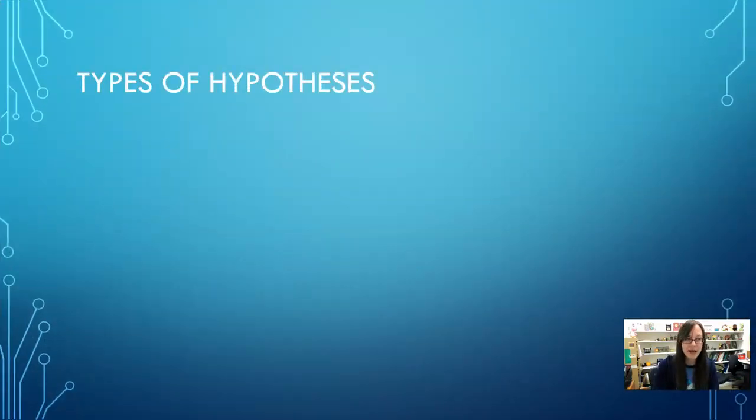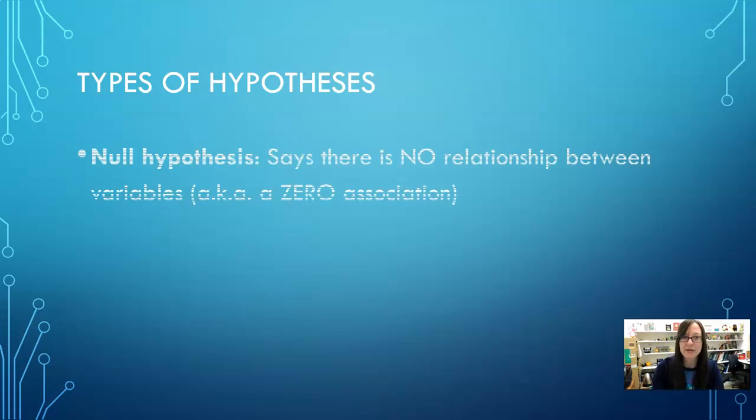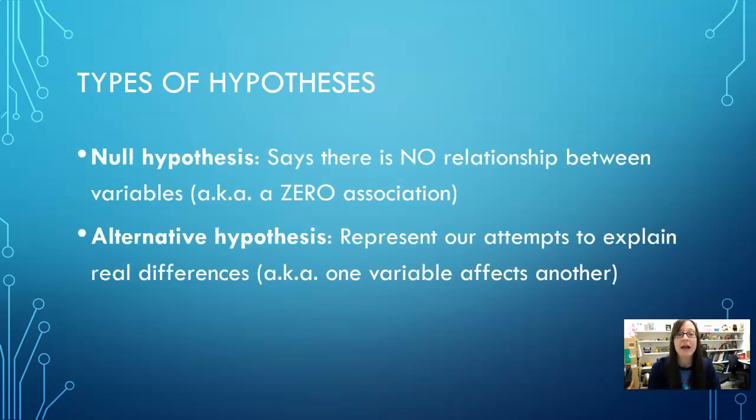So there are two major types of hypotheses. We have our null hypothesis and our alternative hypothesis. So the null hypothesis says there is no relationship between your variables. So this would be a zero association. So a null hypothesis basically is the starting point: if you can't get any evidence to the contrary, the null hypothesis is what you default to.